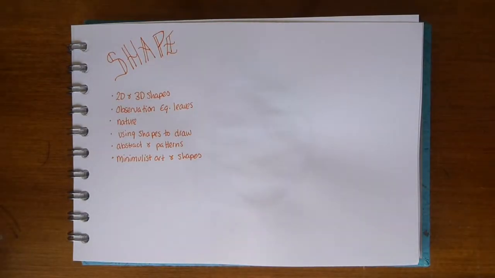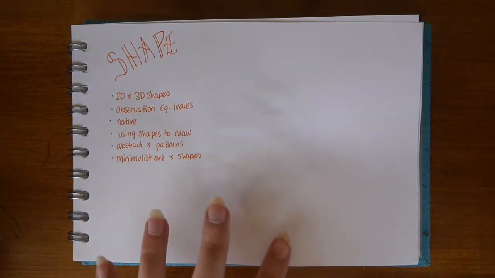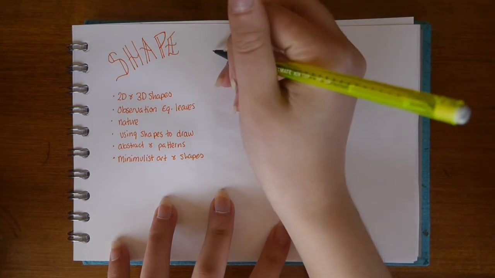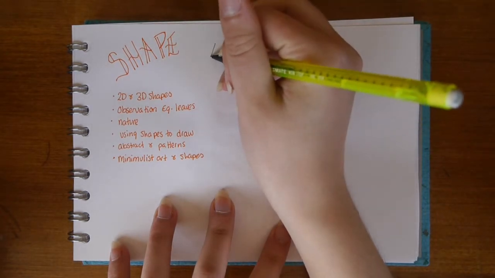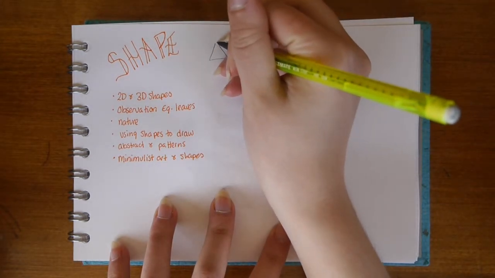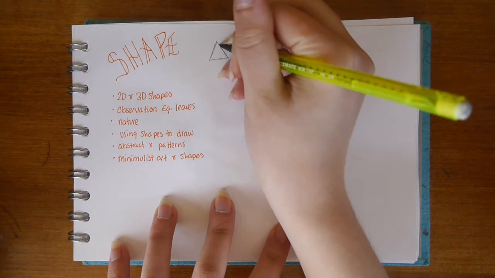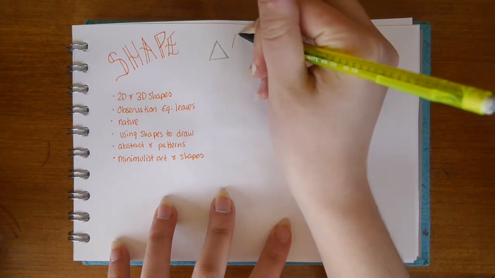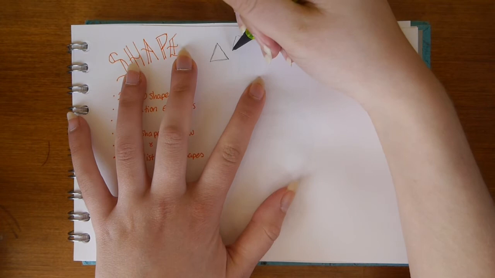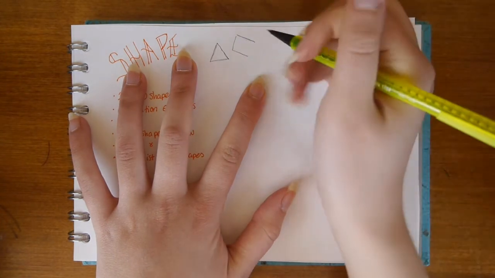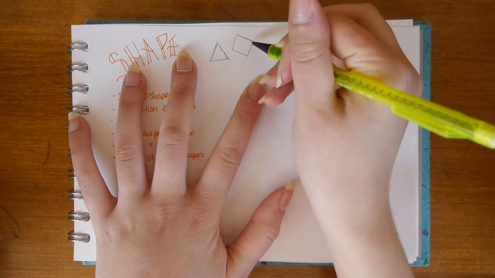Today we are going to be talking about shape. First, I'm going to cover the topic of 2D and 3D shapes. 2D shapes are when the object or pattern we are painting are flat and it has no depth. This would include a triangle, square or circle.